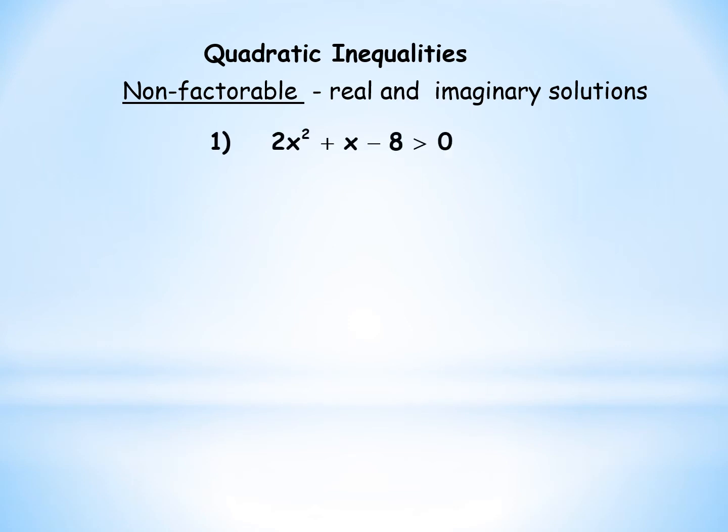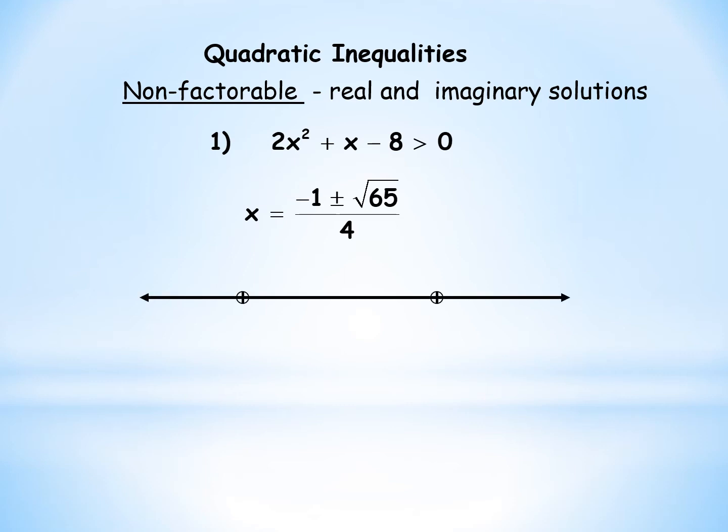So here's an example. Again, you might try quickly to factor this to see if it's factorable, but you'll find that it is not. So you're going to go to the quadratic formula or completing the square, and you're going to figure out what x is. So you get x is -1 plus or minus the square root of 65 over 4. Just like when you had your factorable ones, you're going to put this on a number line.